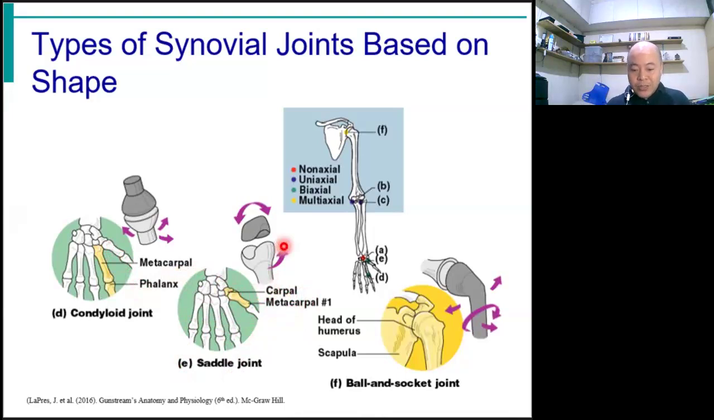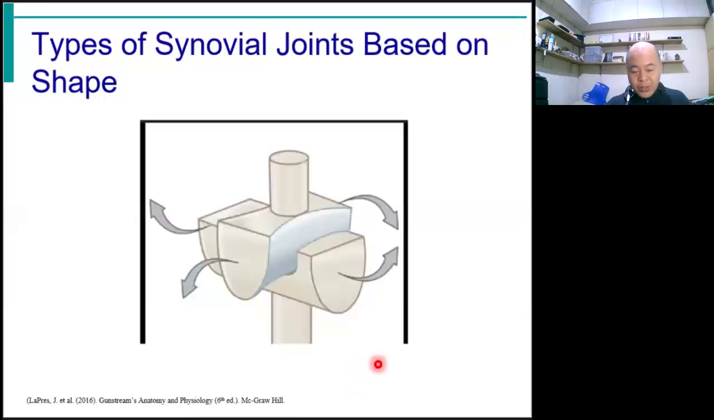The saddle joint is where the opposing surfaces are reciprocally concave and convex. So what is concave and convex? I added another slide to make it clearer. Here. Yeah, concave and convex. Basically, as the name implies, it looks like a saddle. Okay.